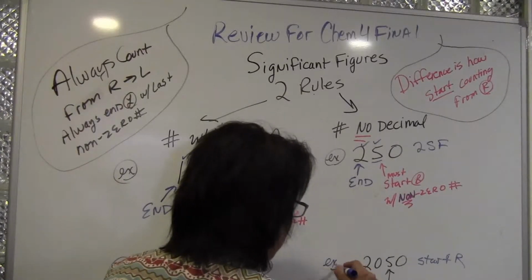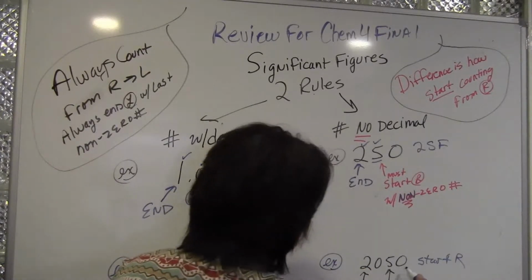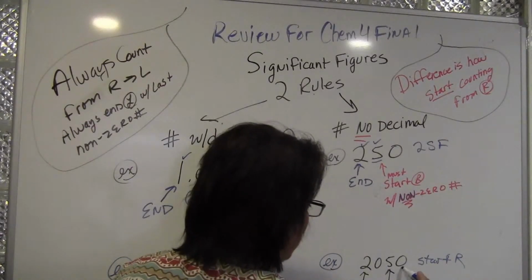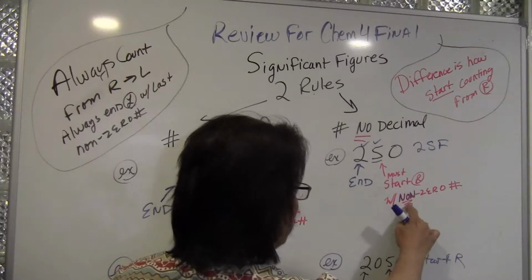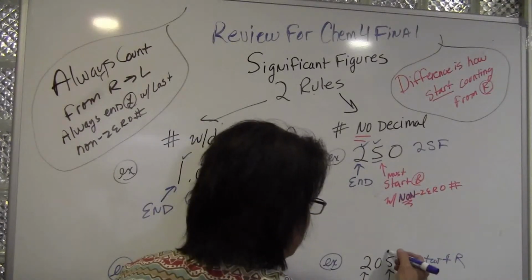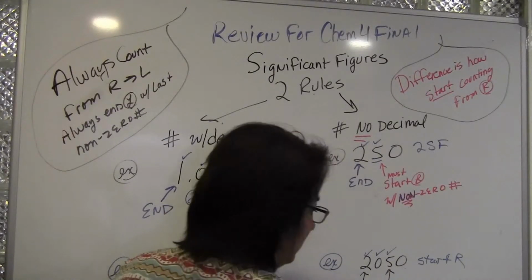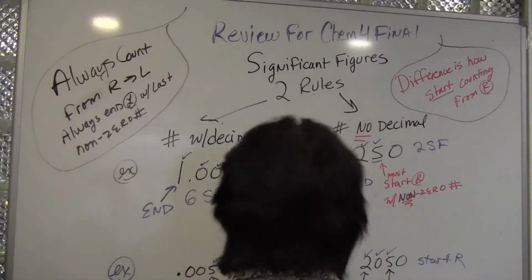Again, here's another example with no decimal. Here's the difference between decimal and no decimal. We can't start on that 0. We have to start with the first non-zero on the right. So we have 1, 2, 3. 3 significant figures.